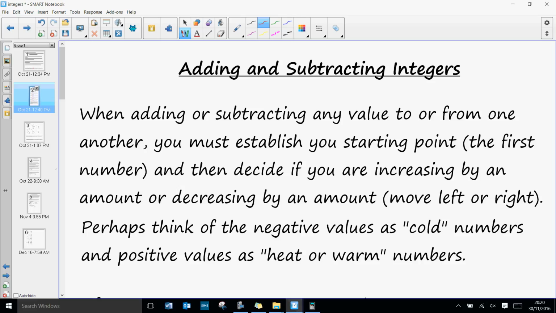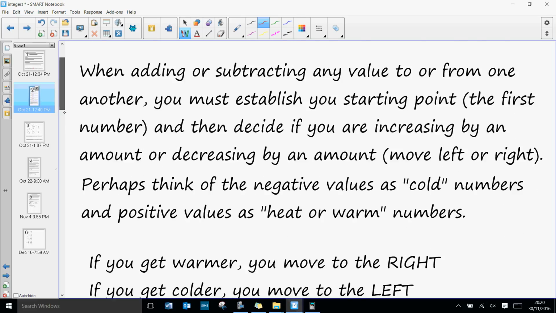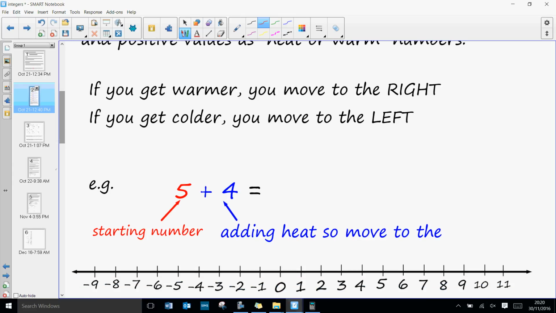I often suggest that you think of negative numbers as cold numbers and positive numbers as heat or warm numbers. If you're going to get warmer, you're going to move to the right, and if you're going to get colder, you're going to move to the left.